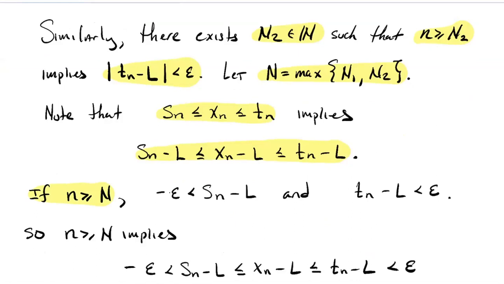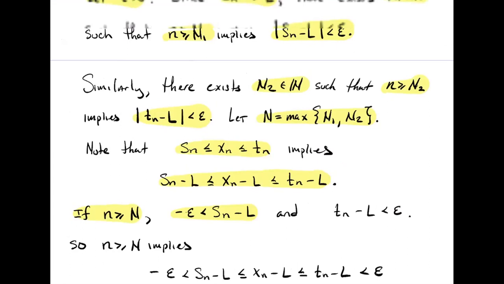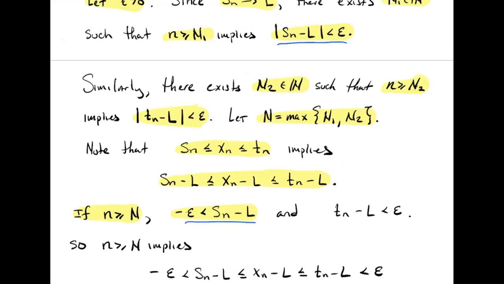So first of all, if n is bigger than or equal to capital N, then it's bigger than N1. So the difference Sn minus L would be at least as big as minus epsilon. If I zoom out here a little bit, I can point to why that's true. Because Sn minus L in absolute value is less than epsilon. So in particular, its difference is less than epsilon, and its difference is greater than negative epsilon.